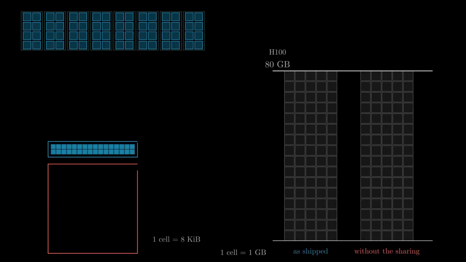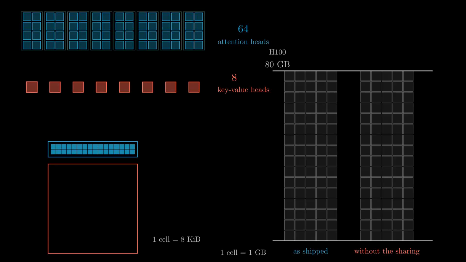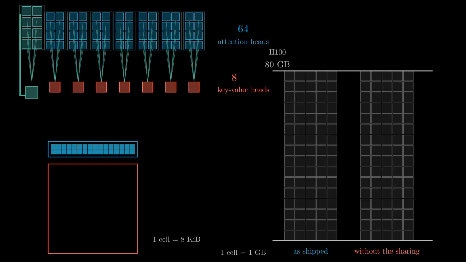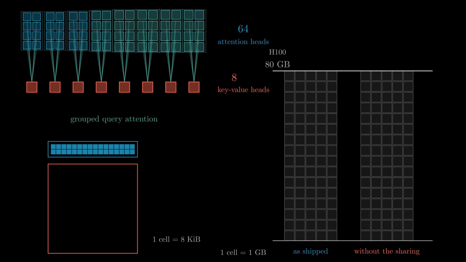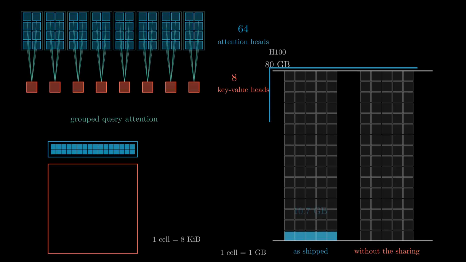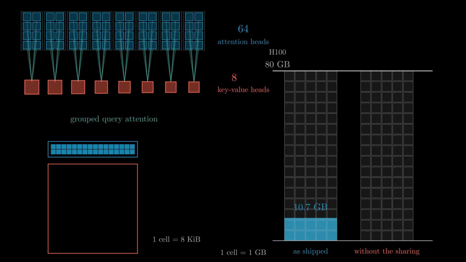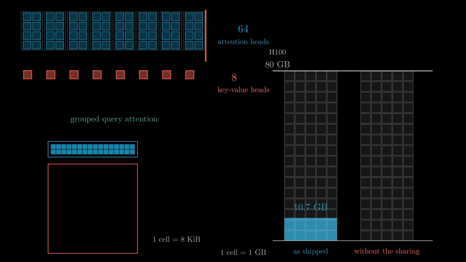Now look at what that same model would have cost you if it had been built the obvious way. Qwen3 has 64 attention heads, but only 8 key value heads, which means groups of 8 heads are sharing a single key and value between them. That sharing is called grouped query attention, and it is now in essentially every model you have heard of. So what if we take it away?